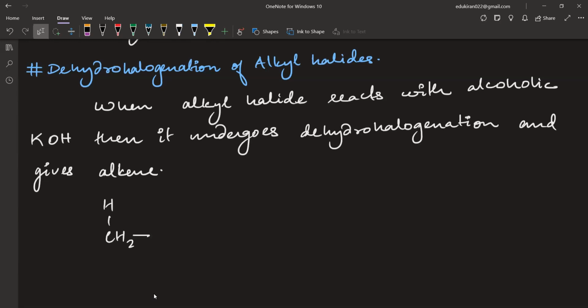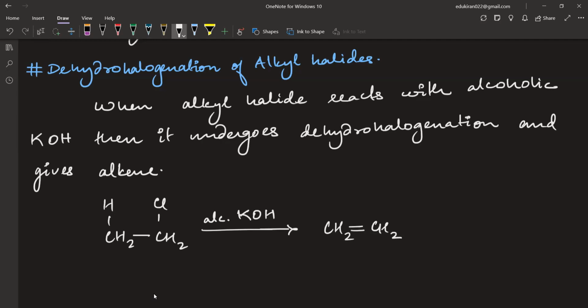so this is hydrogen here, and this CH2 has what next to it? Chlorine. And what is the reagent we are using? Alcoholic. Please remember this is alcoholic, not aqueous. Aqueous KOH will give substitution. Alcoholic KOH will give you elimination. What is the reason for that? That also you will write. And the product will be what? Both of these hydrogen and carbon bond will be broken. Chlorine and carbon bond will be broken, and you will be getting CH2 double bond CH2.